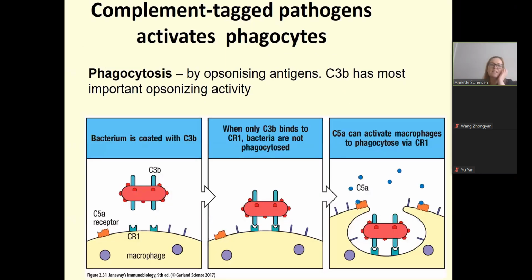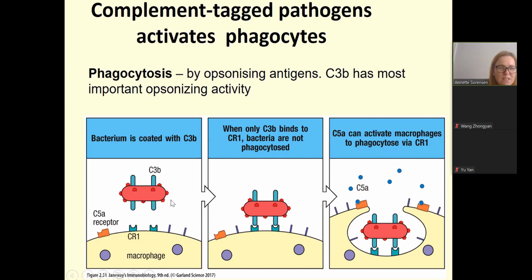Now, here is an example of a complement-tagged pathogen and how that activates phagocytosis. In this case, we're looking at a macrophage. You see here in red a bacteria.